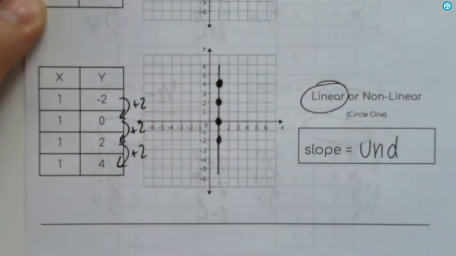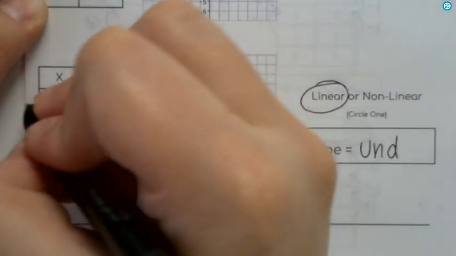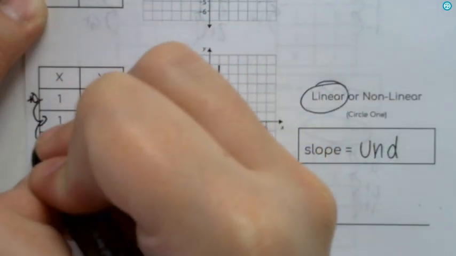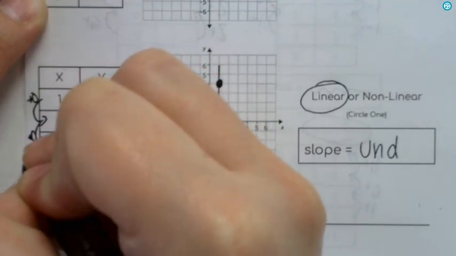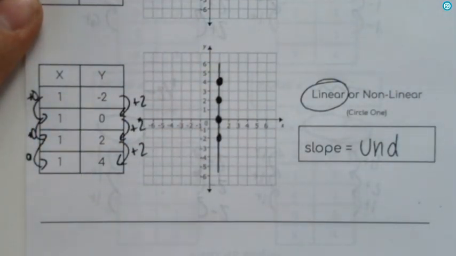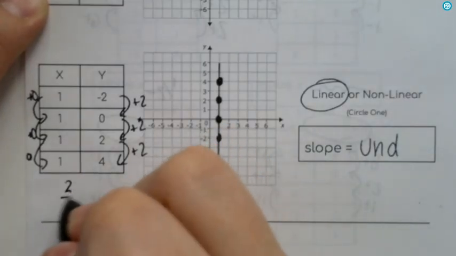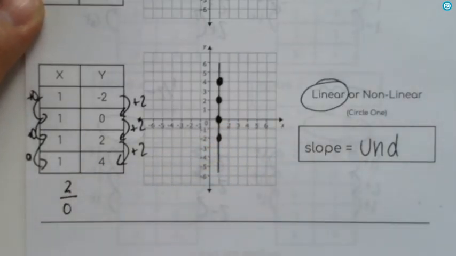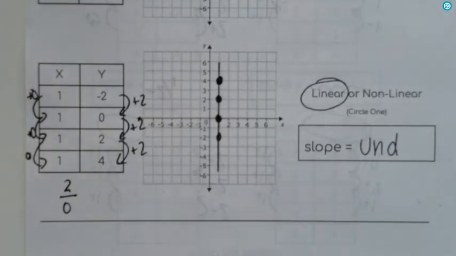My change in my x values, how much is my x value changing here? 0. So up 0, up 0, up 0. Then I would try to make that a fraction. I would do change in y over change in x. What is 2 over 0? Undefined. So when we see that 0 on the bottom of the fraction, that's how we would know it was undefined, even if we didn't have a graph.